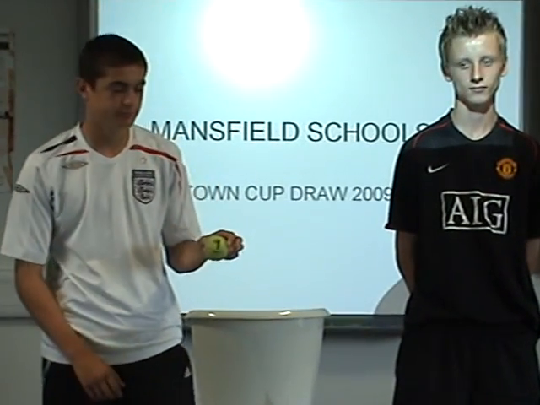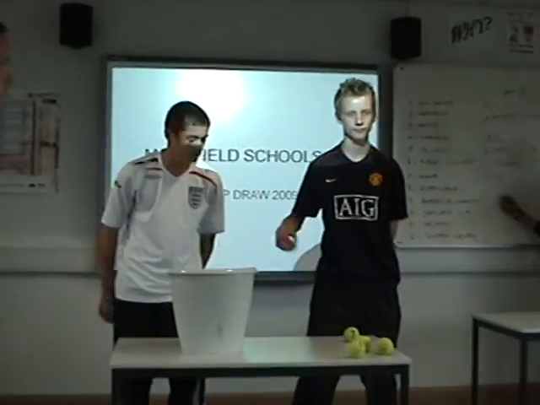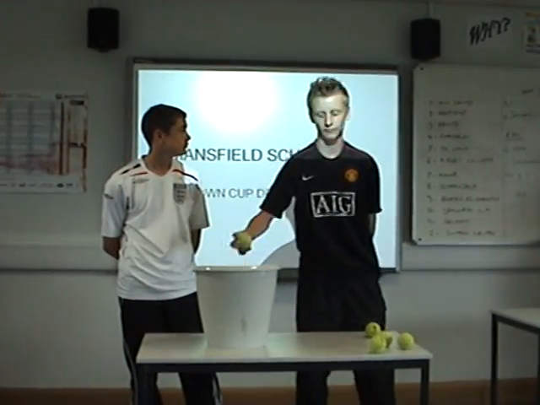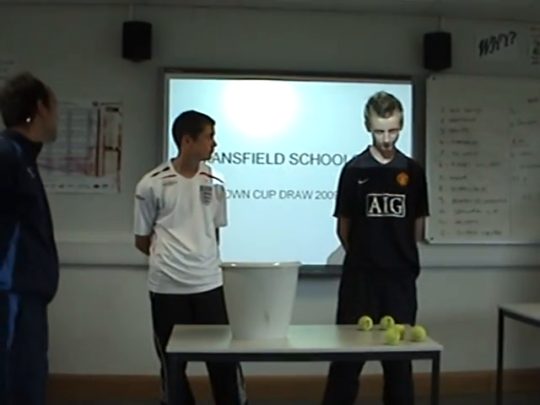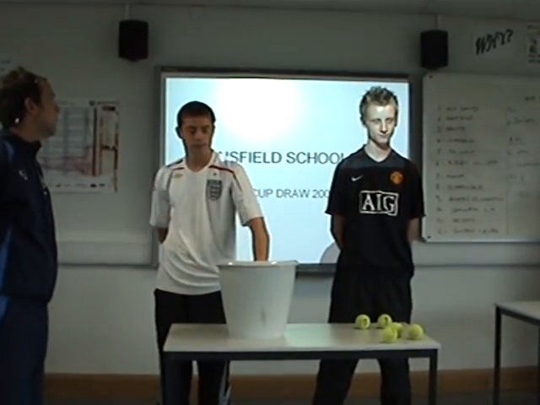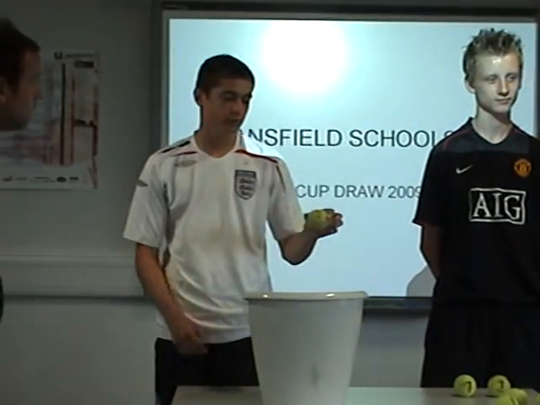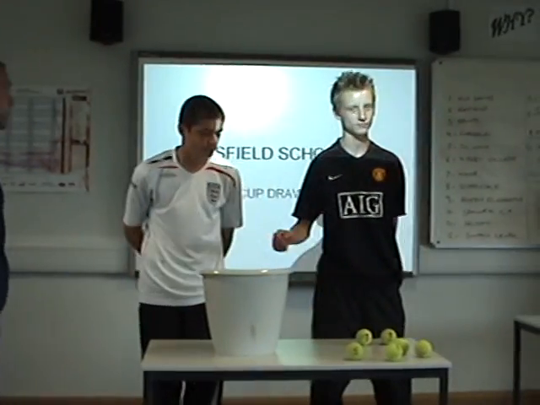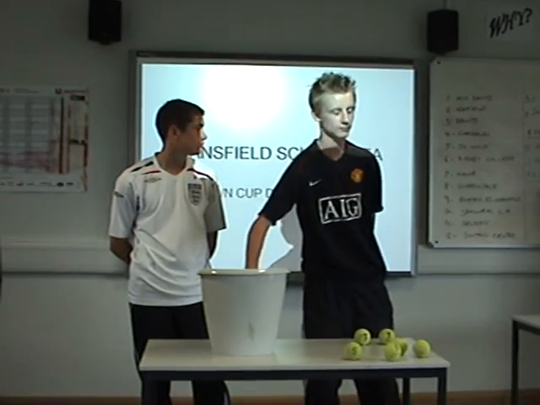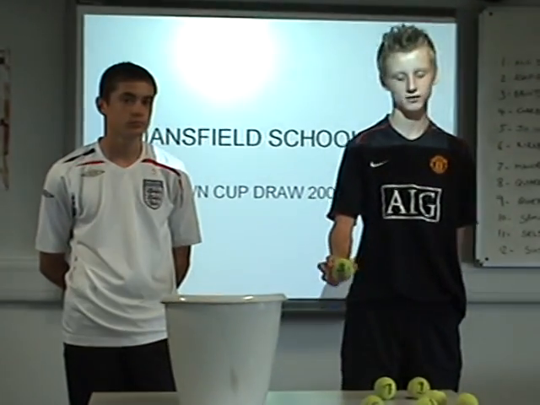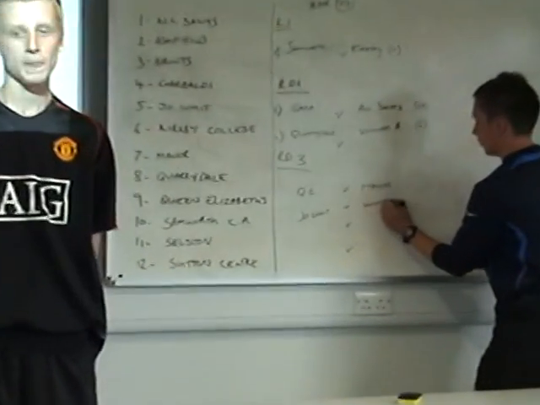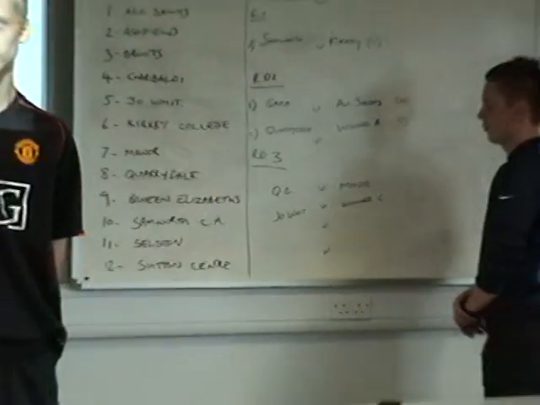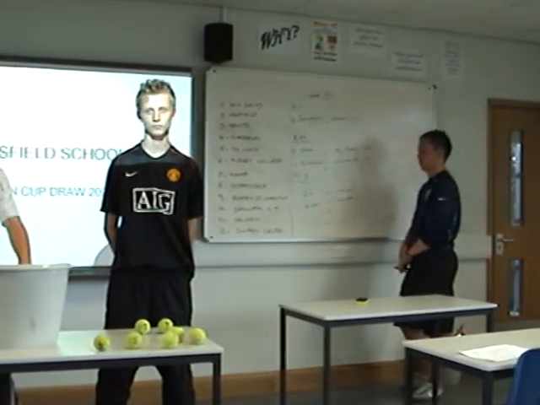Number 9. Number 9, which is Queen Elizabeth. And at home to number 7. Number 7, which is Manor. Number 5. 5, which is Joe Witt. At home to number 6. Number 6, which is the winner of game C from round 2. It's Joe Witt versus the winner of game C from round 2.